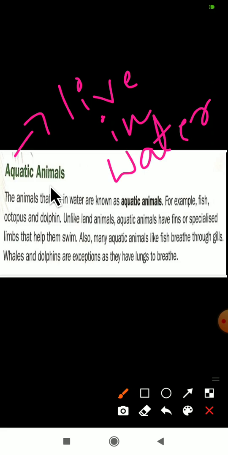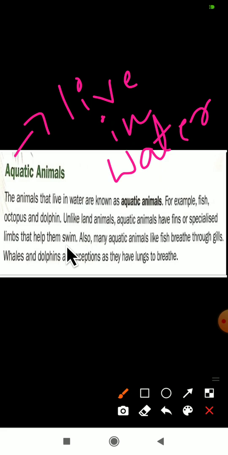Aquatic animals. Examples: fish, octopus and dolphin. These are the animals which will survive in water only. Unlike land animals, aquatic animals have fins or specialized limbs that help them swim. As you all know, animals that live in water, how will they move? They have fins, and some of them have specialized limbs. With the help of the fins and the limbs, they will swim in water.